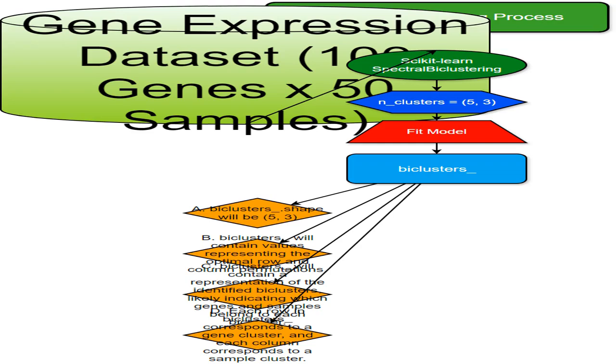I have a dataset with 100 genes and 50 samples. Each sample shows the expression levels of all 100 genes. Think of it as a spreadsheet with genes as rows and samples as columns.